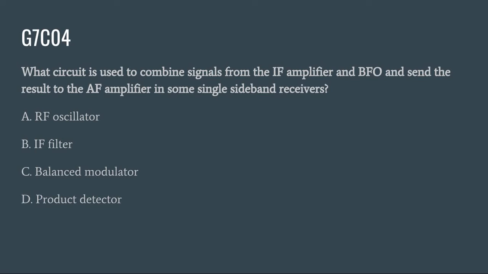G7C04. What circuit is used to combine signals from the IF amplifier and BFO and send the result to the AF amplifier in some single sideband receivers? A. RF oscillator. B. IF filter. C. Balanced modulator. Or D. Product detector. Correct answer D. Product detector.